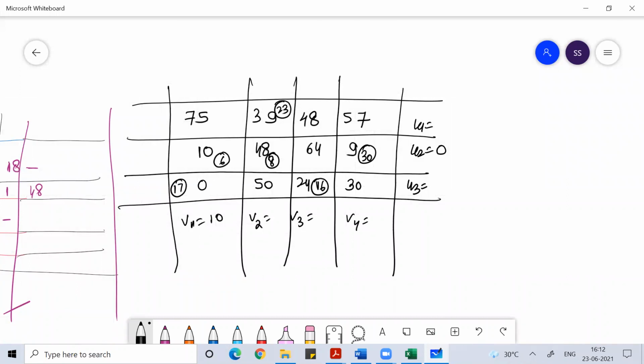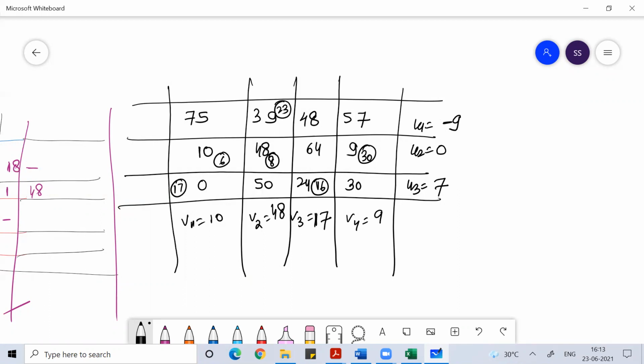If you put U2 as 0, then this would be 10, this would be 48, and this would be 9. Then 39 minus 48 means minus 9, okay. Then this would be 7. 24 minus 7 means what? 17. 17 plus 7 is 24.